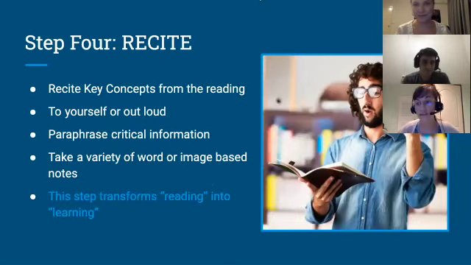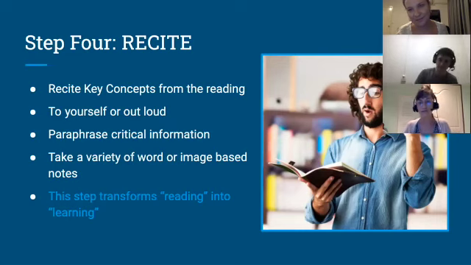Step 4 is recite. This is when you recite key concepts from the reading. You can have this dialogue in your head, or you can have it out loud. This is where you're paraphrasing critical information that you've come across. If you say it in your own words, it's more likely that your brain will hang on to it. And you're also taking notes in a variety of word or image-based note-taking skills. So this is the step that really transforms reading into actually learning.